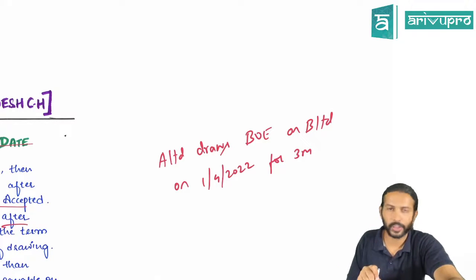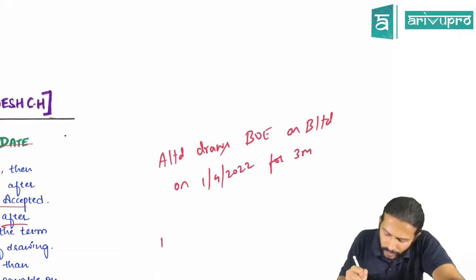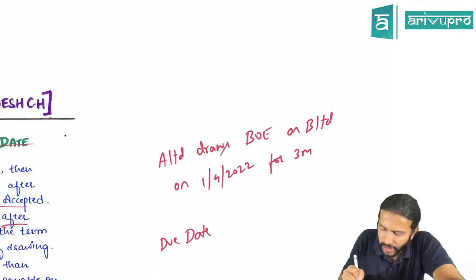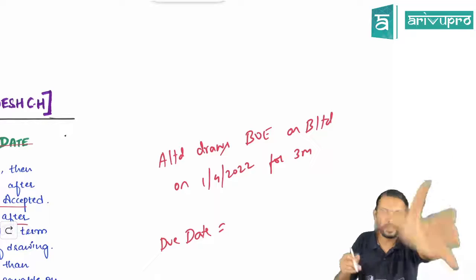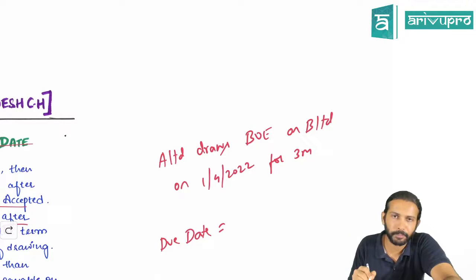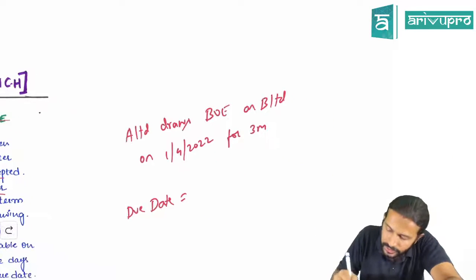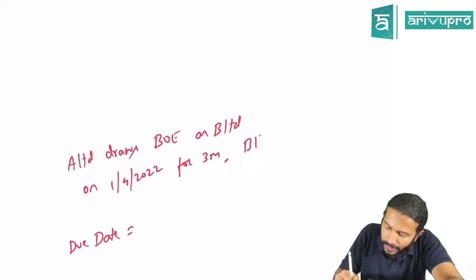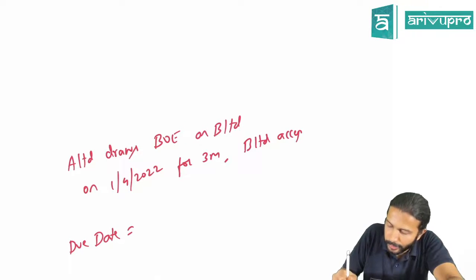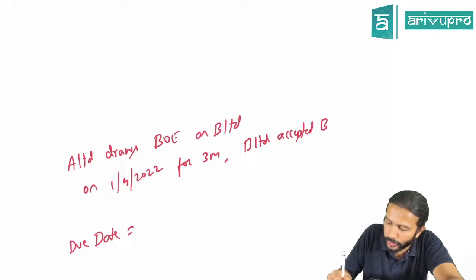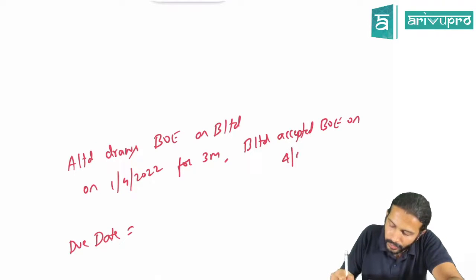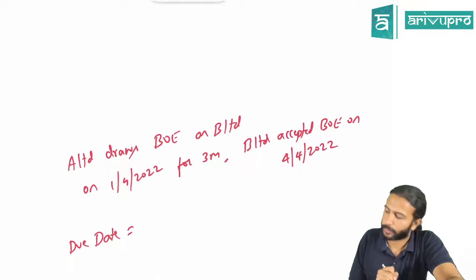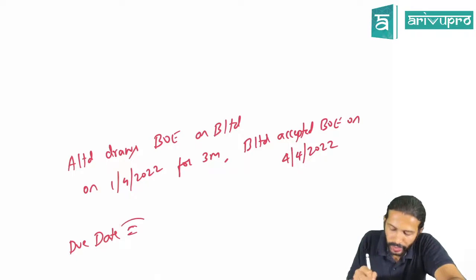Okay, fair enough. That means, can you tell me the due date, sir? What is the maturity date? When will A Limited receive the money, or when will B Limited pay the money on this bill receivable? Let's say for 3 months, I'll give you one more scenario. B Limited accepted the bill of exchange on 4th April 2022. You need to tell me the due date over here.